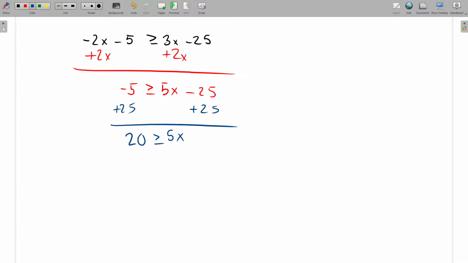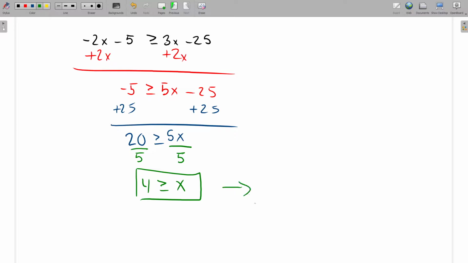5x. Our final step, divide by the number in front of x, which is 5. Well, 20 divided by 5 is 4. I'm not flipping the sign because the number that I divided by is positive. Right, so the sign is staying the same, and we're left with x. Right, so this is our final answer. 4 is greater than or equal to x.